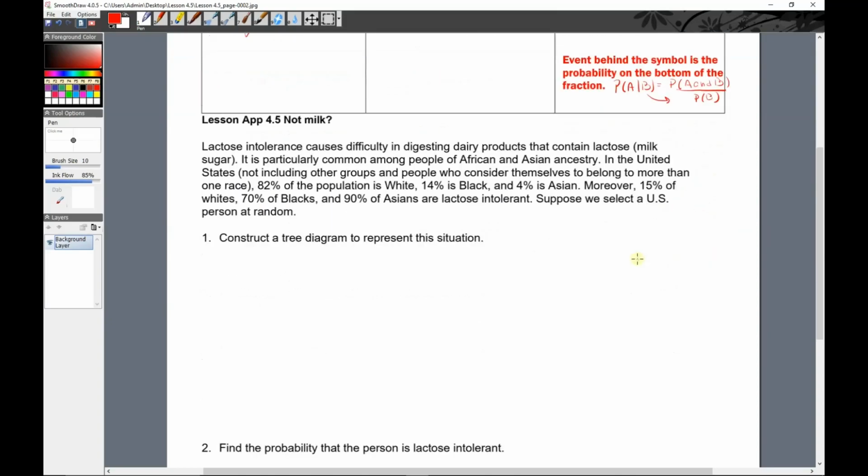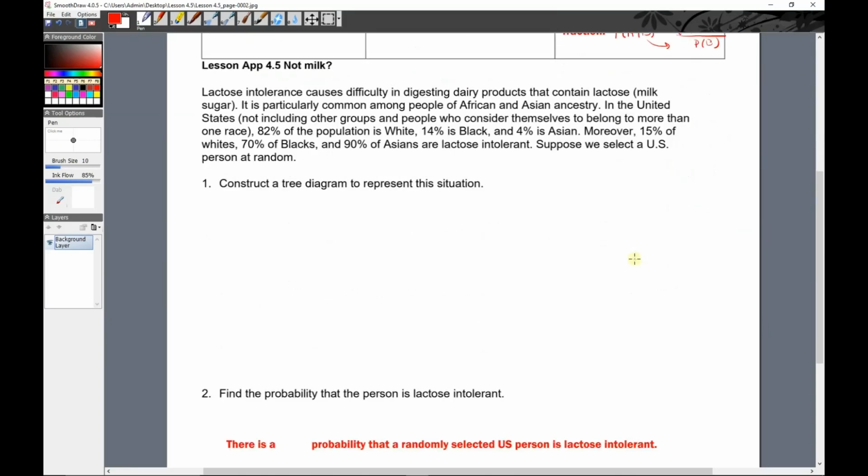Lesson app 4.5 is about lactose intolerance. That's the milk sugar causing digestive problems in certain people. It's common among people of African and Asian ancestry. In the United States, they've split things into some ethnic groups here, and these are not very precise ethnic groups. So there may be an ethnic group here that you're not a member of, but let's just pretend this is true.